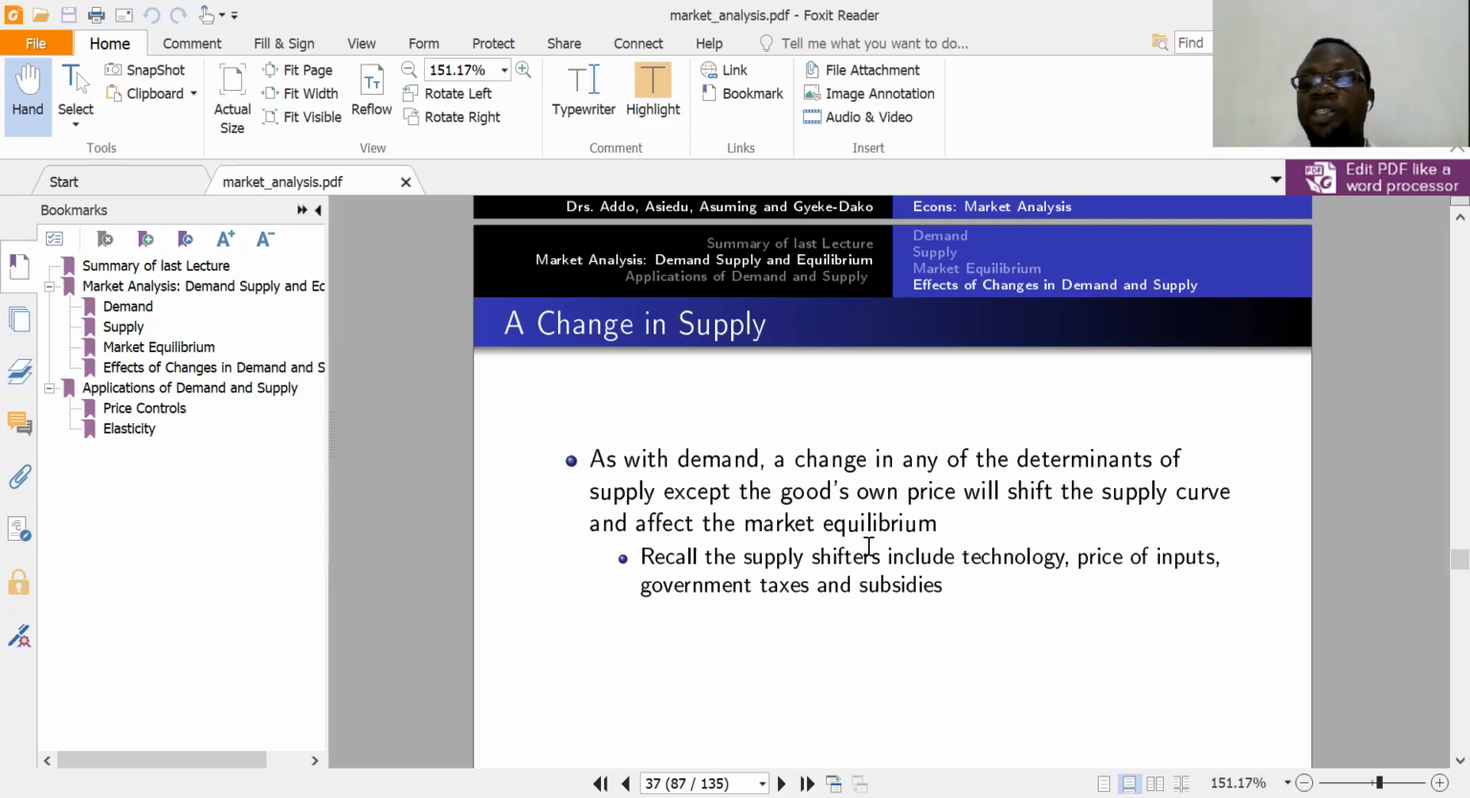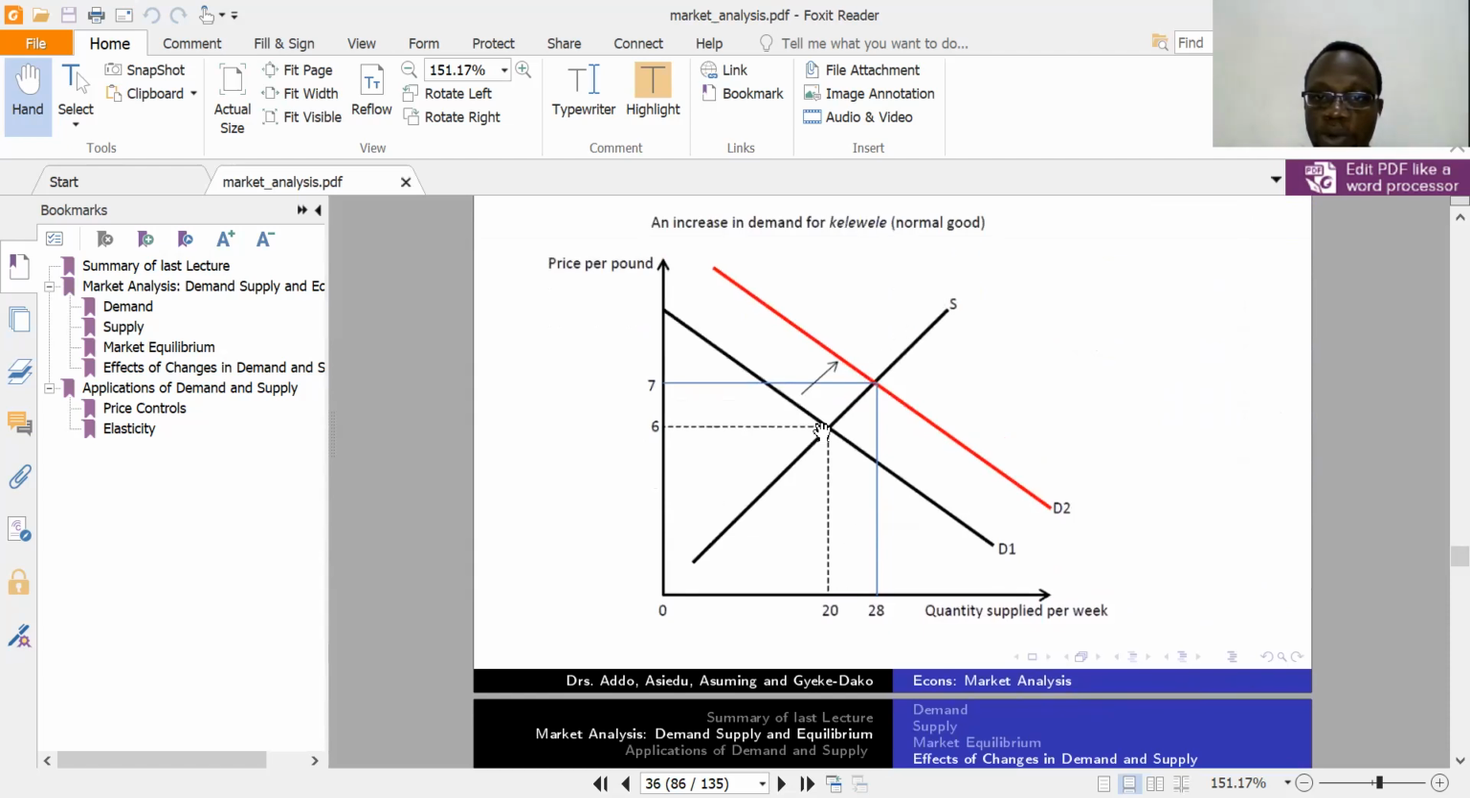Recall that the supply shift factors include technology, price of inputs, government taxes, and subsidies, okay? So if input prices increase in the market, it means that the firms will reduce supply, okay, or supply will reduce. And a reduction in supply will mean that the supply curve that we see here will shift to the left. Okay. It means supply has reduced. If it shifts to the right, it means supply has increased. Okay. So if input cost increases, then the supply curve will shift to the left. And if input cost decreases, then firms can supply more. Supply will shift to the right. Okay.